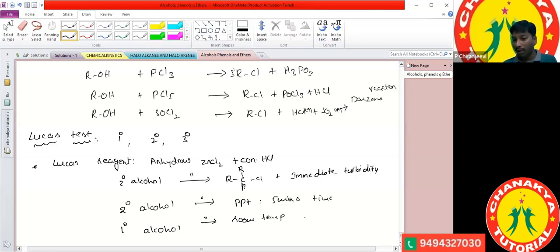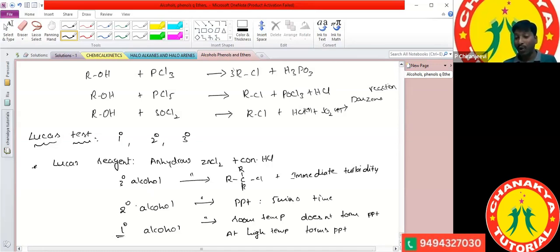does not form a precipitate. At high temperature, it forms a precipitate. Okay, so now we got the clarity. This is one confirmation test of the alcohols.